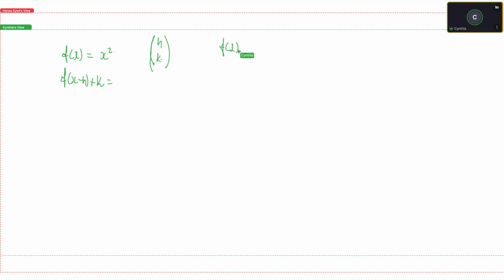f of x is x square. So how do you find f of x minus h in functions? Okay, I will ask you one more question. How do you do f of 2? You replace the x in the f of x by 2. Right? So f of 2 means you replace the x with 2. So that means 2 squared, which is 4.